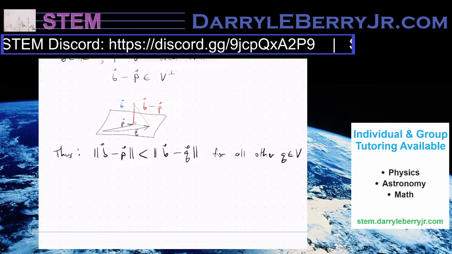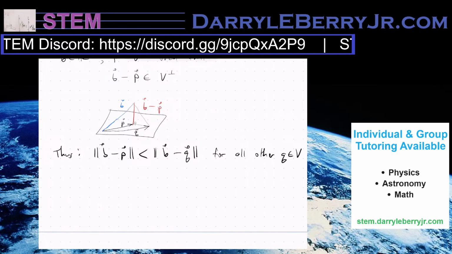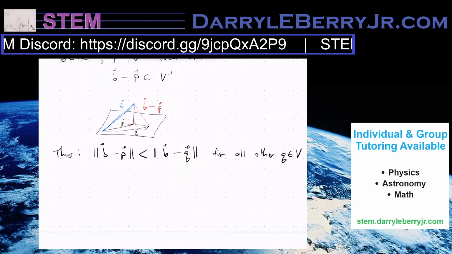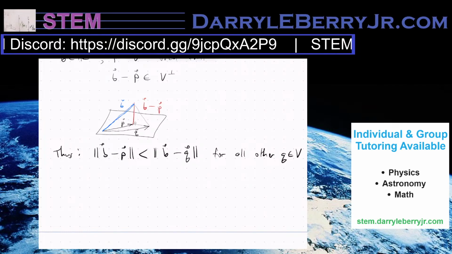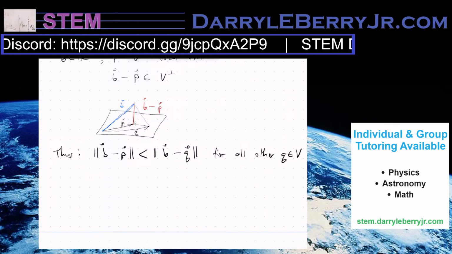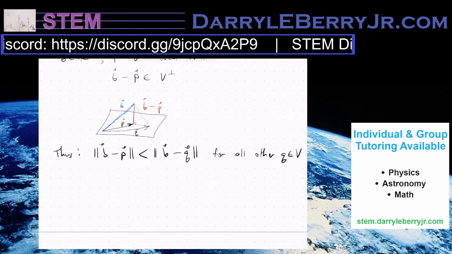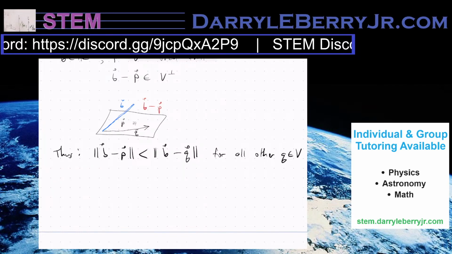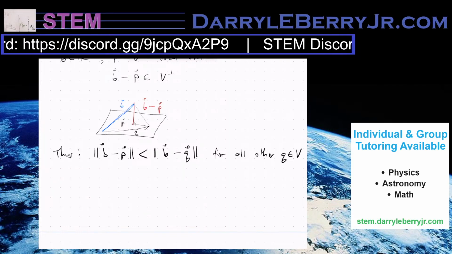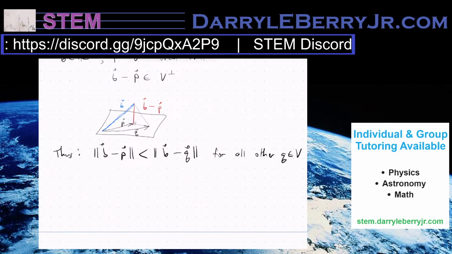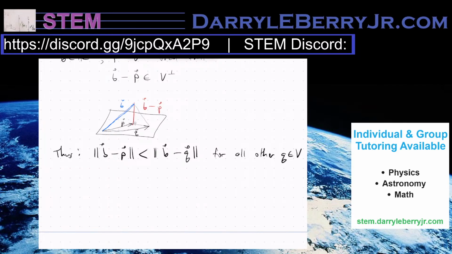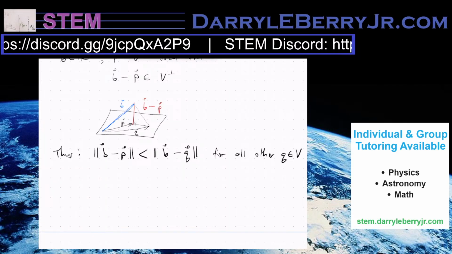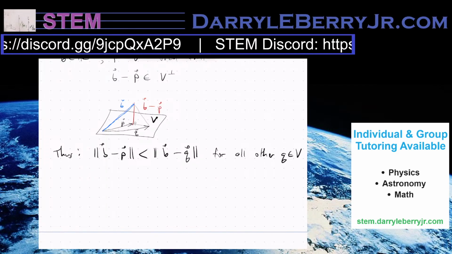And B is not in the column space, is not in the plane. P is. So P can be solved. Right? And I was correct that this is the space.